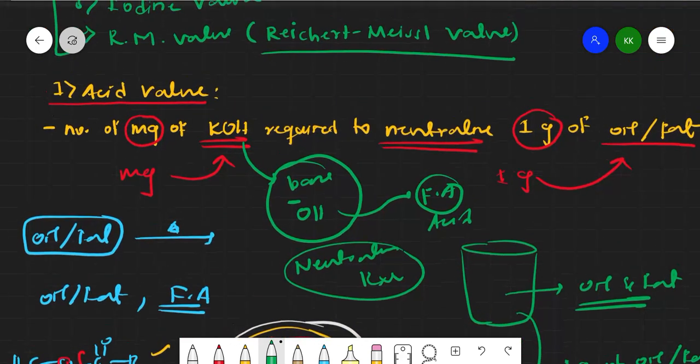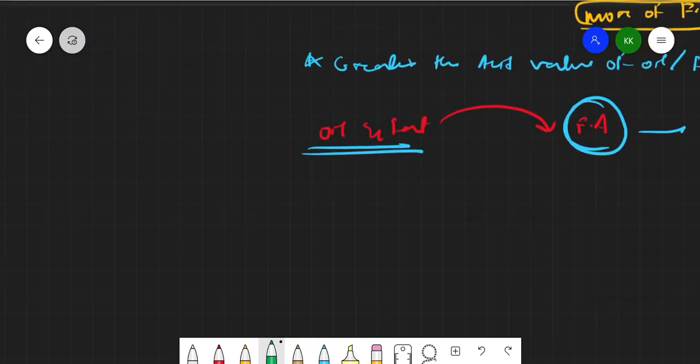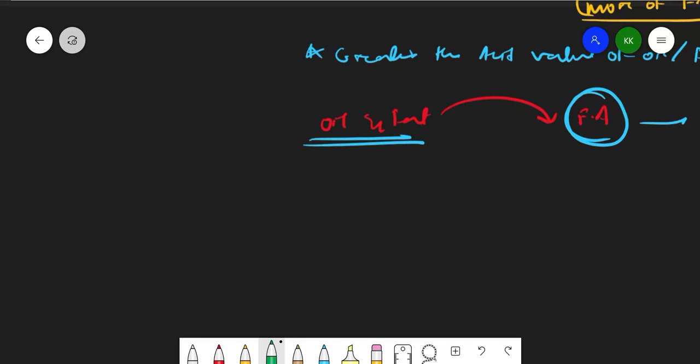So the greater the KOH requirement to neutralize only 1 gram of oil or fat, it means the greater will be the acidic value of that, right? In this way you can remember. I hope you got it, right? So that will tell whether the oil is older oil or not, right?